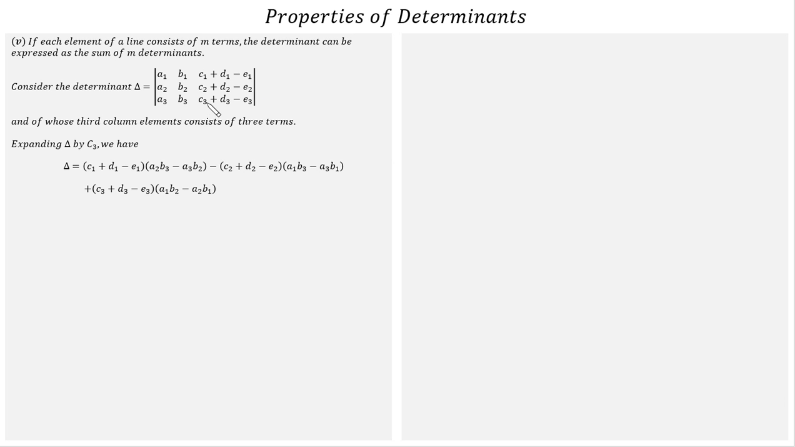Expanding delta by column 3, we get (C1 plus D1 minus E1) into (A2 B3 minus A3 B2), minus (C2 plus D2 minus E2) into (A1 B3 minus A3 B1), plus (C3 plus D3 minus E3) into (A1 B2 minus A2 B1).